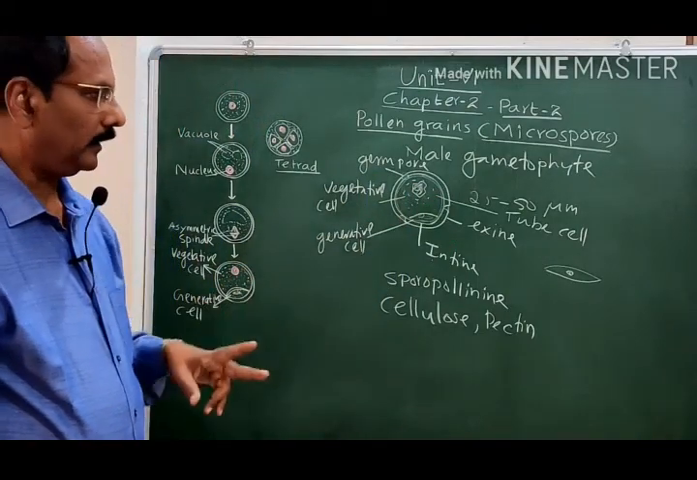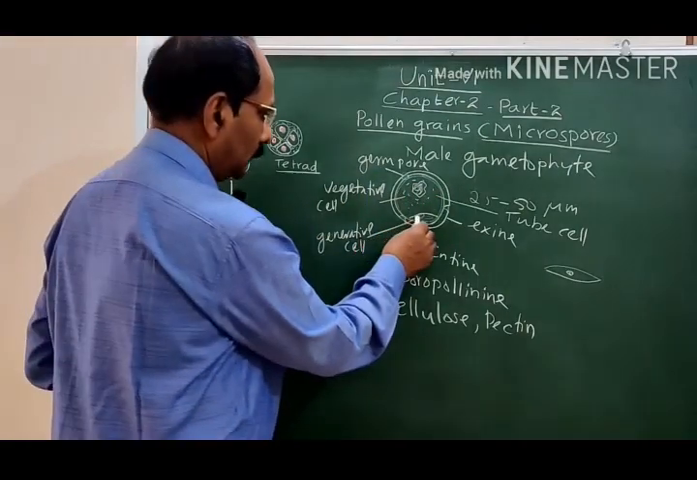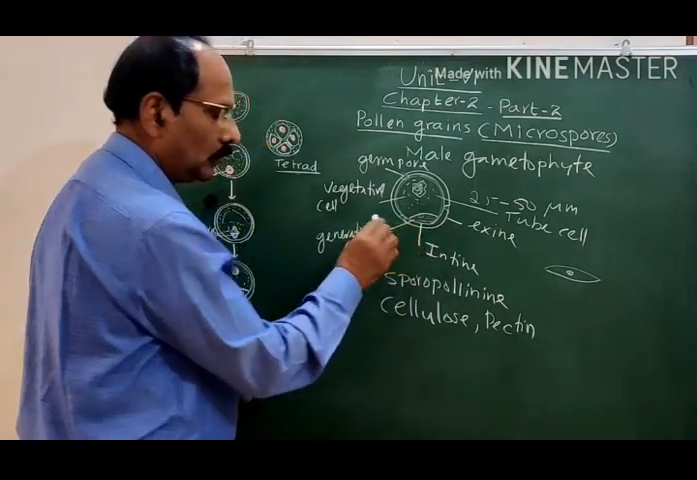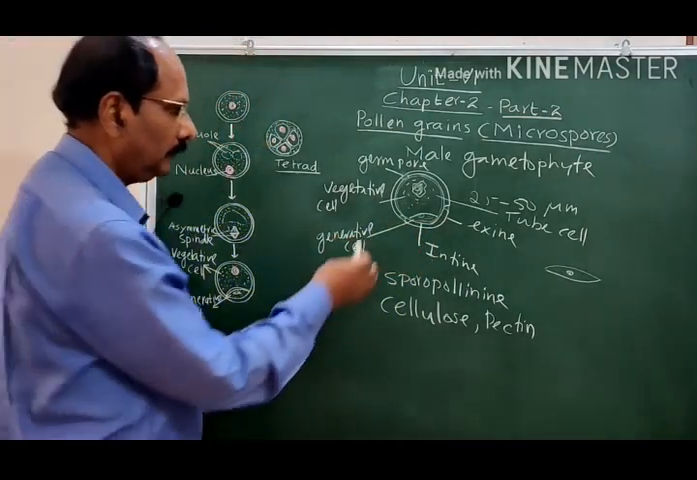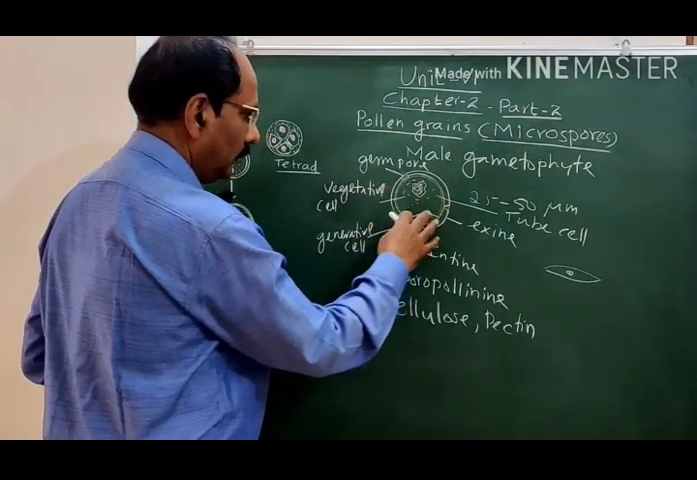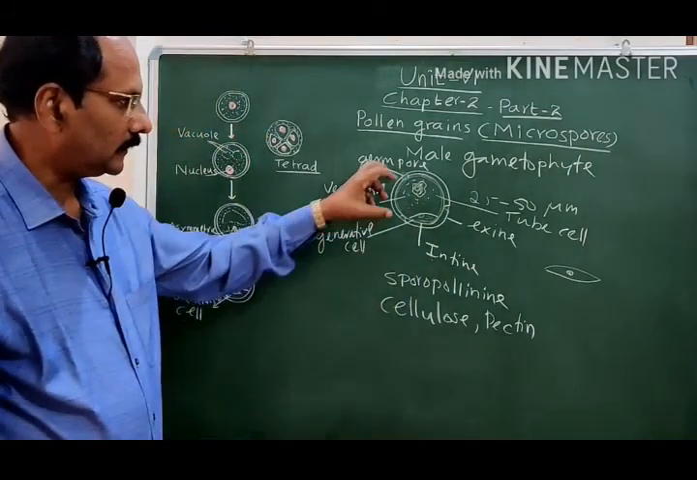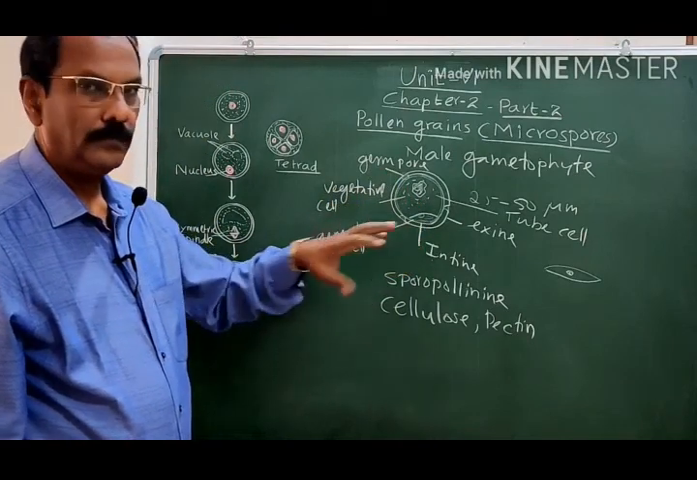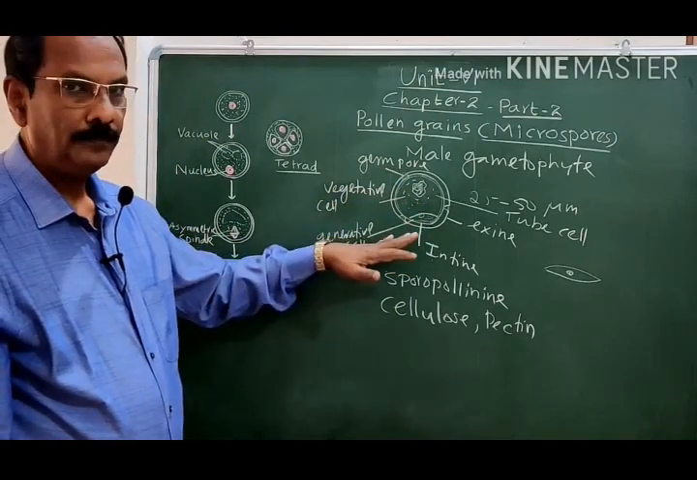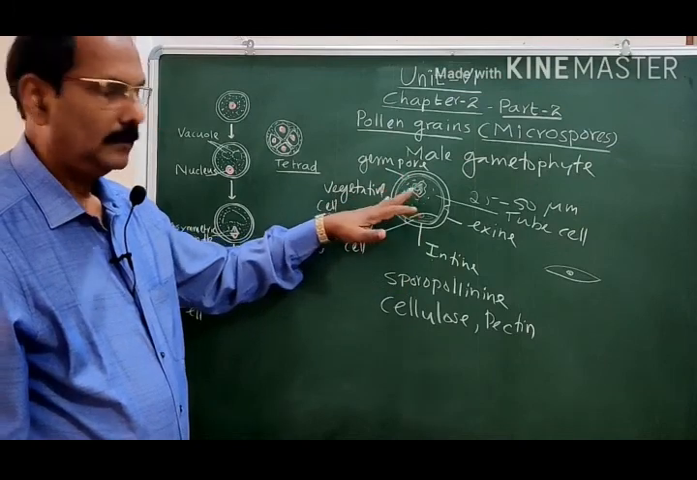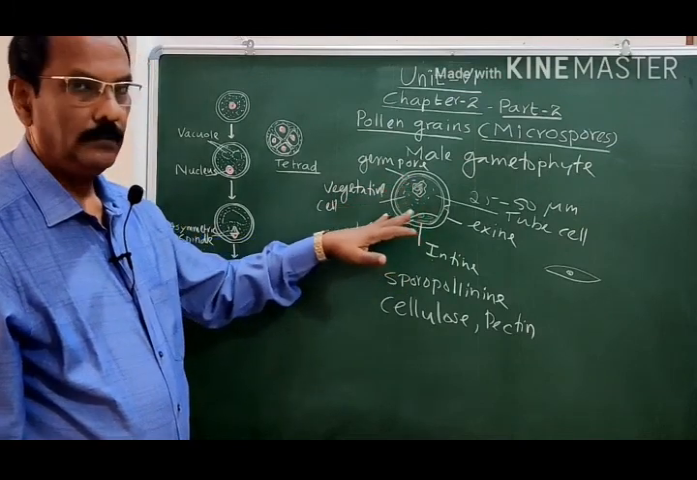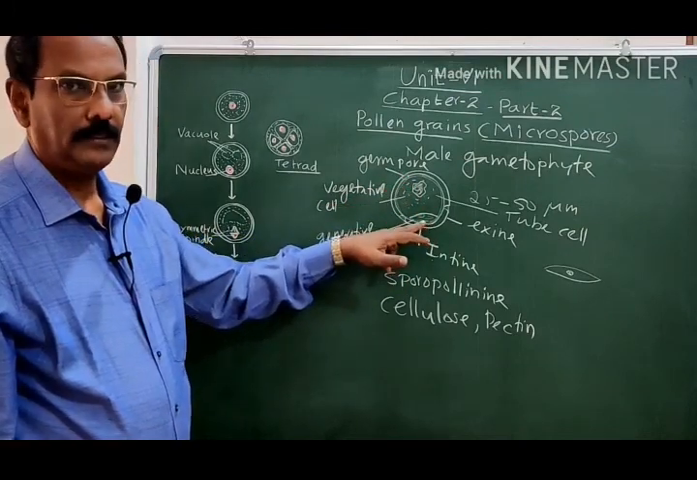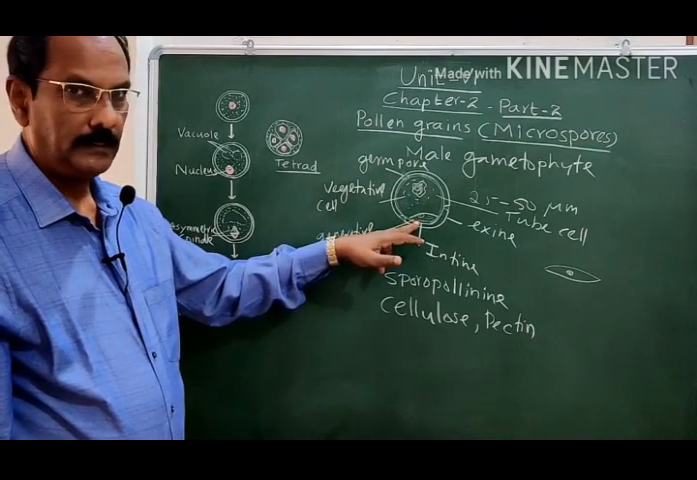Another very important point: the spindle shaped generative cell has no cell wall, and it is freely floating inside the vegetative cell. The vegetative cell has the cytoplasm, and in this cytoplasm the generative cell is freely floating. It is spindle shaped and smaller, and floats in the cytoplasm because a cell wall is absent in the generative cell.